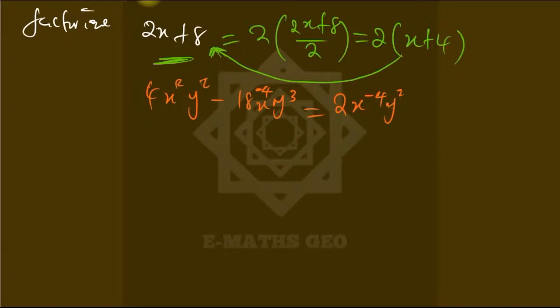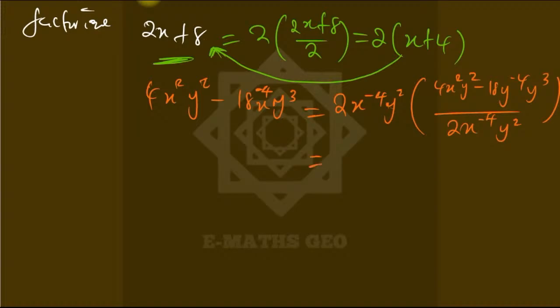So remember what I said before. You now divide the original expression with what you've brought out. What did you bring out? 2x raised to power minus 4, y raised to power 2. So now the answer is still x raised to power minus 4 y squared times, each of them will divide this. 2 to the left is 2.